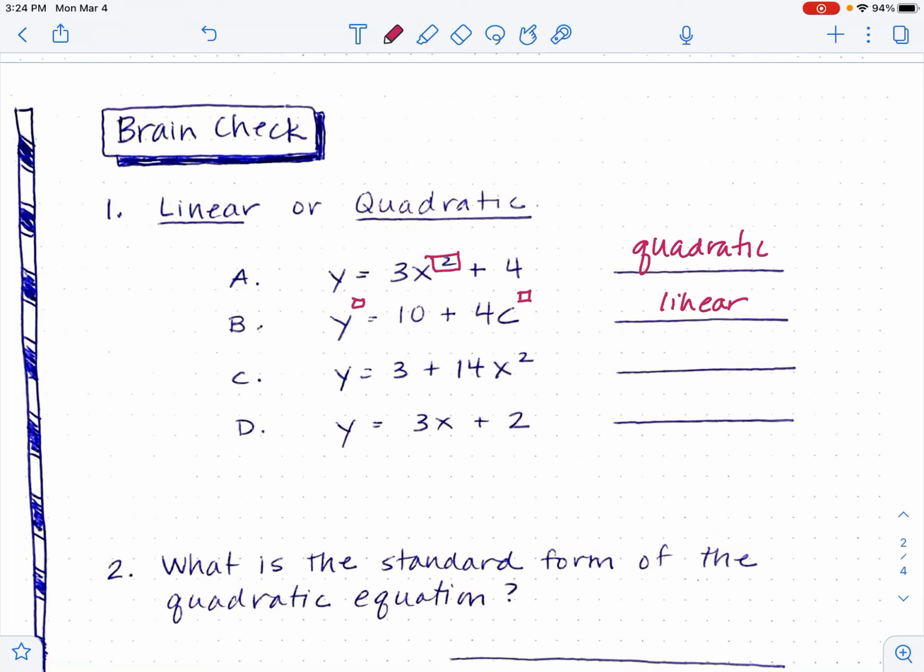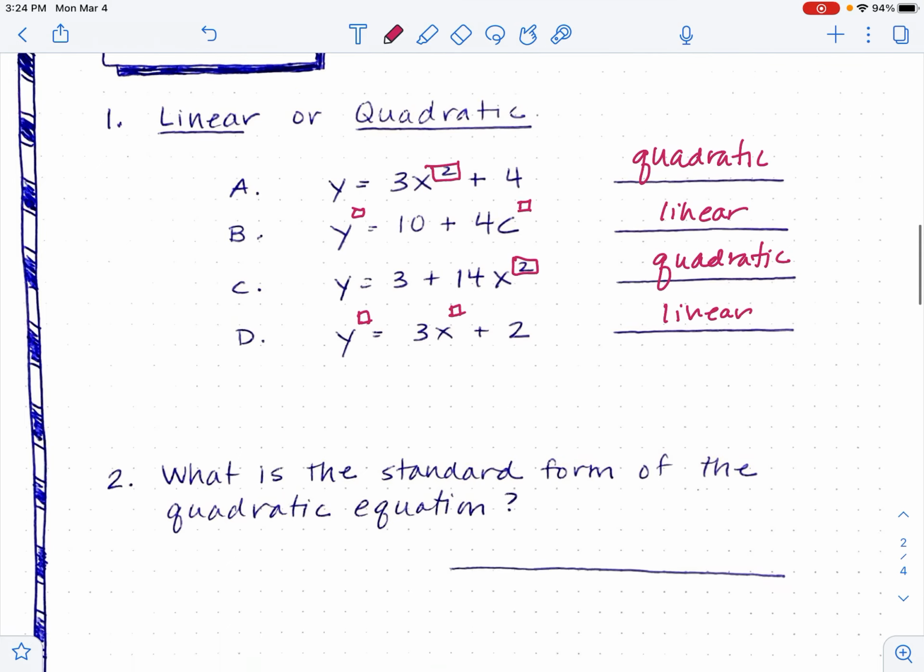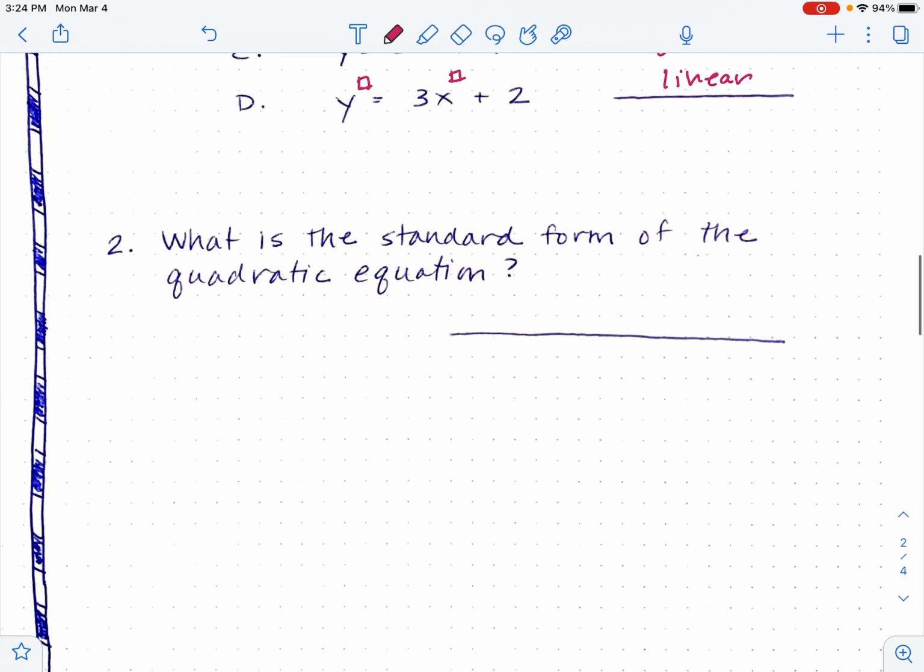Y equals 3 plus 14x squared. Again, we see it squared. There's no other degrees, quadratic. Y equals 3x plus 2. 1, linear. What is the standard form of the quadratic equation? Again, y equals ax squared plus bx plus c.